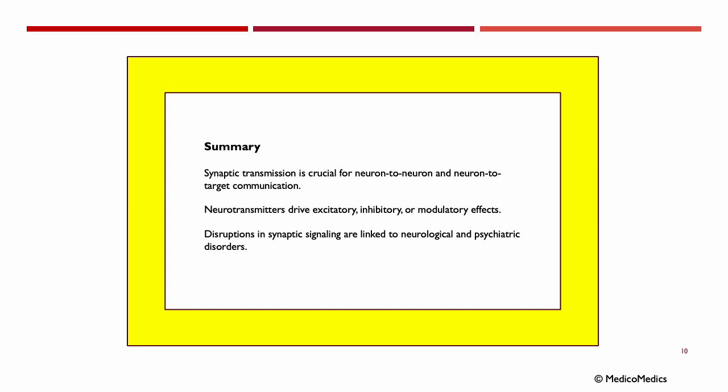So, in summary then, synaptic transmission is crucial for neuron to neuron and neuron to target communication. Neurotransmitters drive excitatory, inhibitory, or modulatory effects. Disruptions in synaptic signaling are linked to neurological and psychiatric disorders.